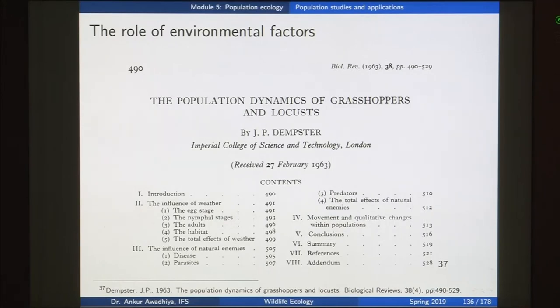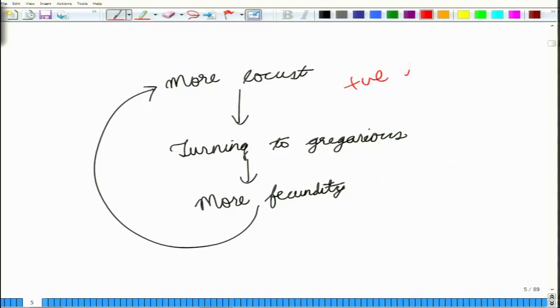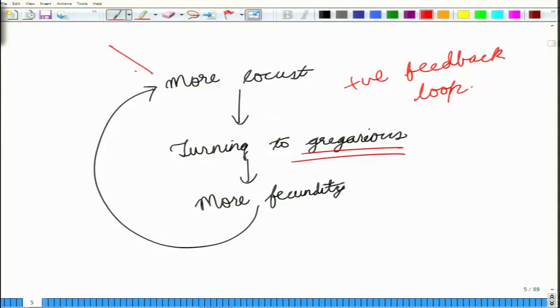Now, if this phenomenon went on again and again because you have a positive feedback loop, so if you have more locusts, you will always have locusts that are gregarious. Then what will again convert it from a gregarious nature to a solitary nature? There has to be something. That something will act at this stage. So you have some community interactions.